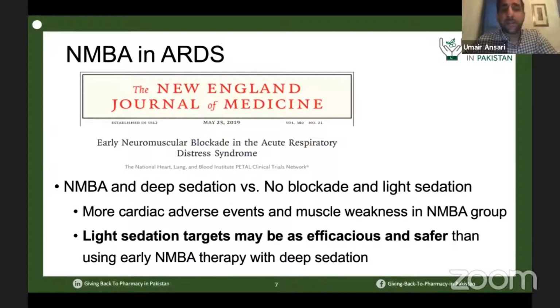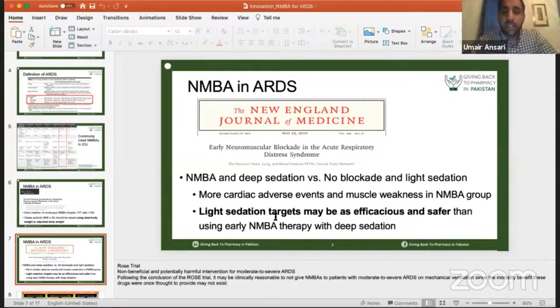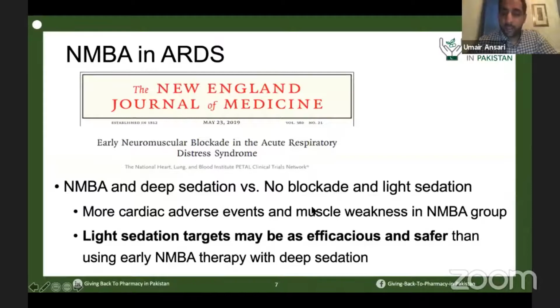So what they found is that patients having NMBA blockade with deep sedation had more cardiac adverse events and muscle weakness in the NMBA group. And they found that the light sedation group targets may be more efficacious and safer than using early NMBA therapy with deep sedation. So this pretty much changed the way and made people think, okay, are NMBAs beneficial or not in ARDS? This trial is more for moderate to severe ARDS, but it brought up that question. So it is debatable to use NMBAs in moderate to severe ARDS.